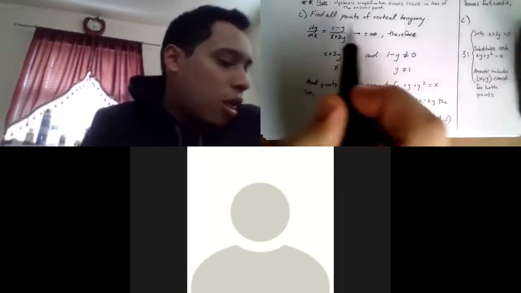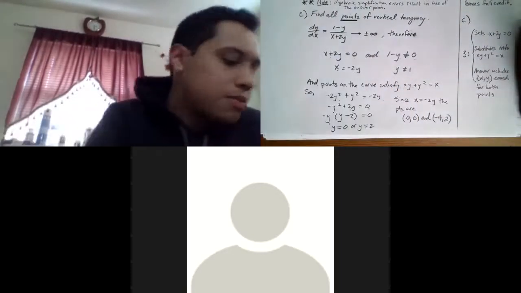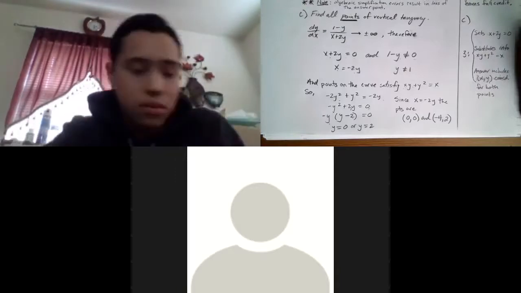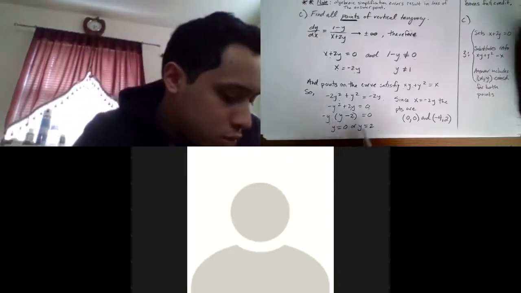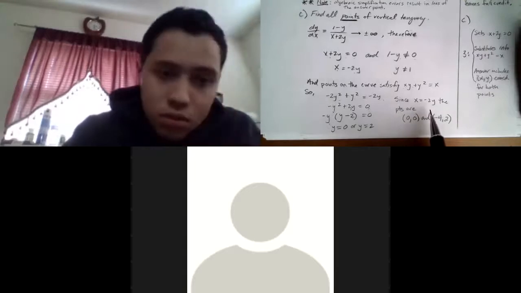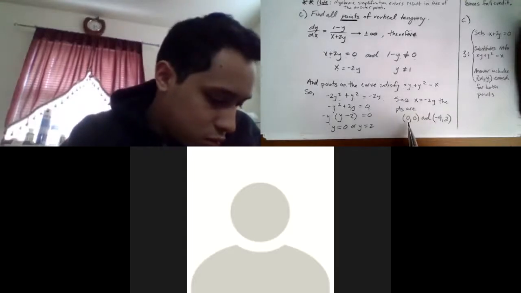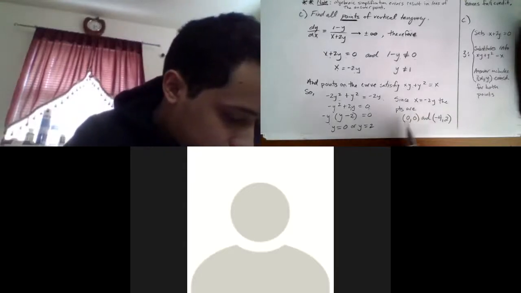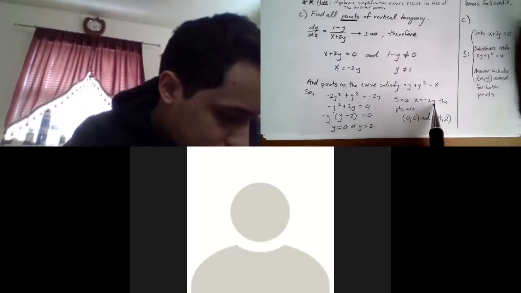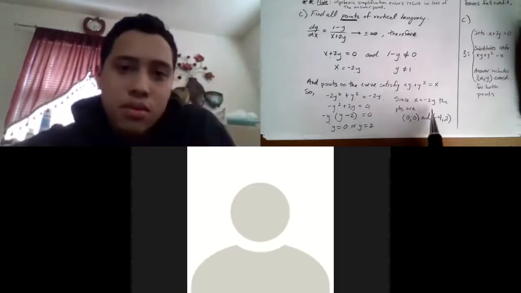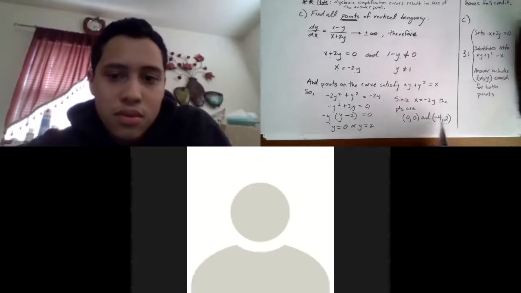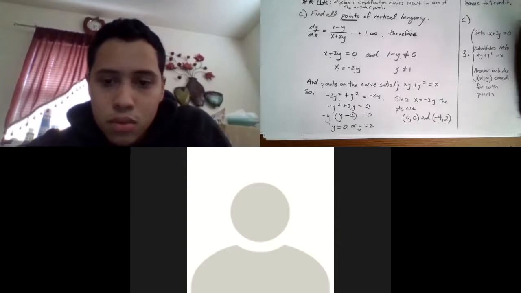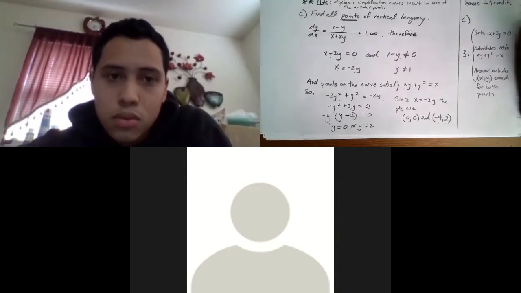The question asks for points on the curve, where the tangent to vertical points have two coordinates, both x and y. So we've got the y coordinates. We've got to now go calculate the x coordinates and present our answers in xy pairs. So when y is 0, x is negative 2 times 0, so it's also 0. And then when y is positive 2, the x coordinate would be negative 2 times positive 2, or negative 4.